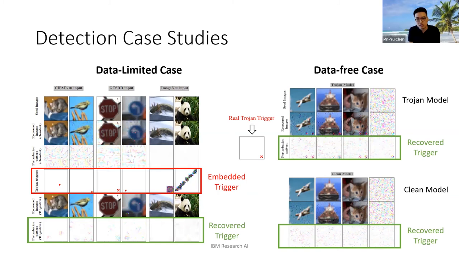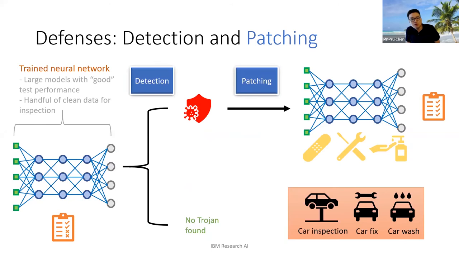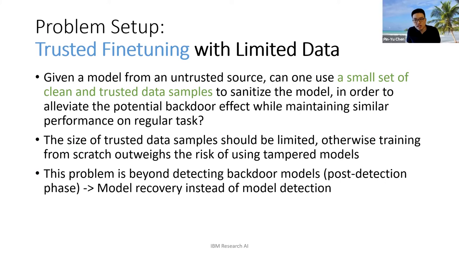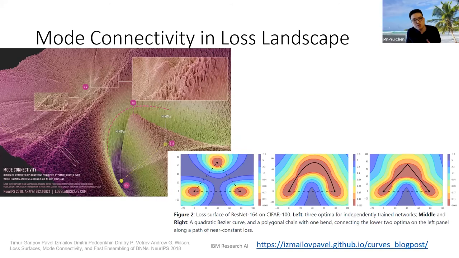Okay, so now once you've detected that this model has some backdoor, the next thing is how do you do patching to fix that backdoor? And this is what I call trusted fine-tuning with limited data. Again, we are still having limited data to mitigate the backdoor effect of a given model. And we draw inspiration from mode connectivity in loss landscapes. This loss landscape is nothing but the training loss of your neural network, with respect to the model parameters you have.